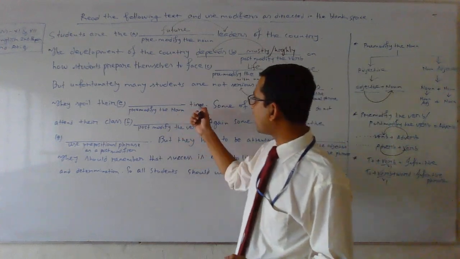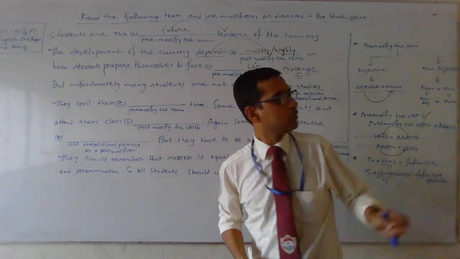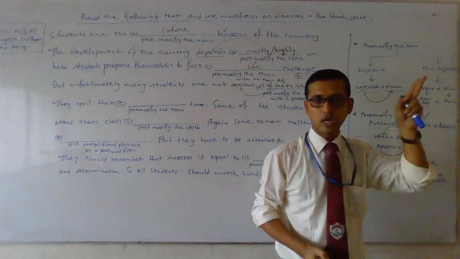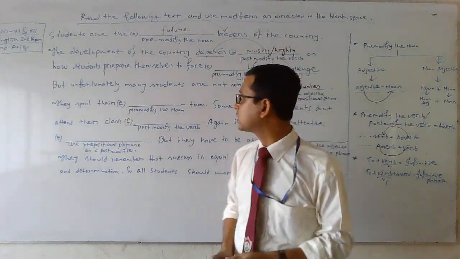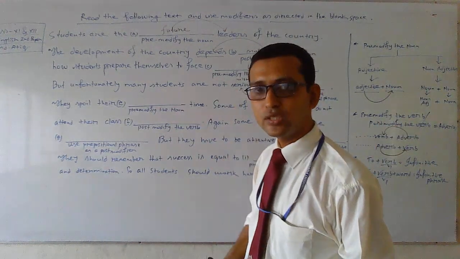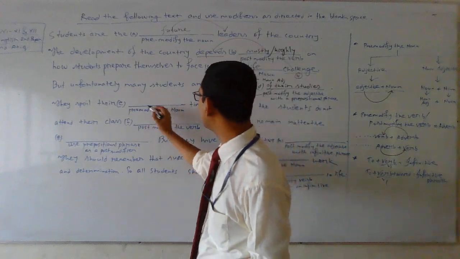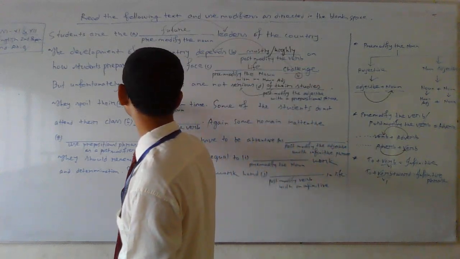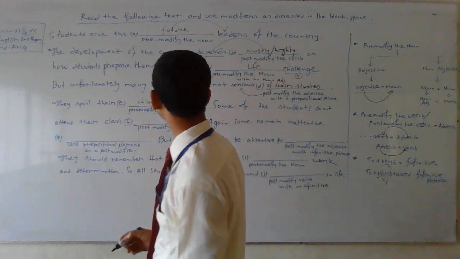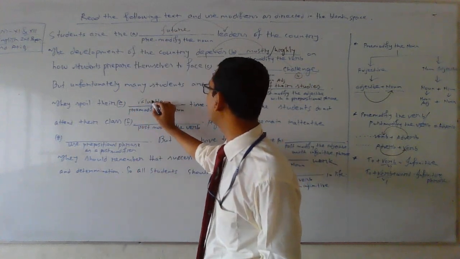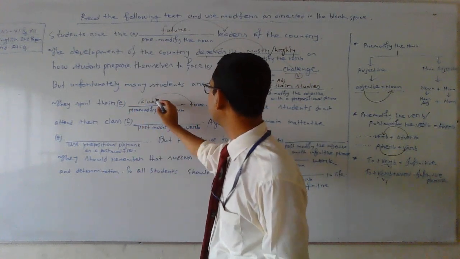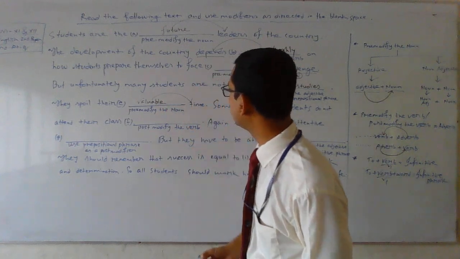They spoil their time. Pre-modify the noun again. Pre-modify the noun equals either an adjective or a noun adjective. Yes, we can use an adjective here. They spoil their valuable time. Valuable time. This time is being modified by valuable.